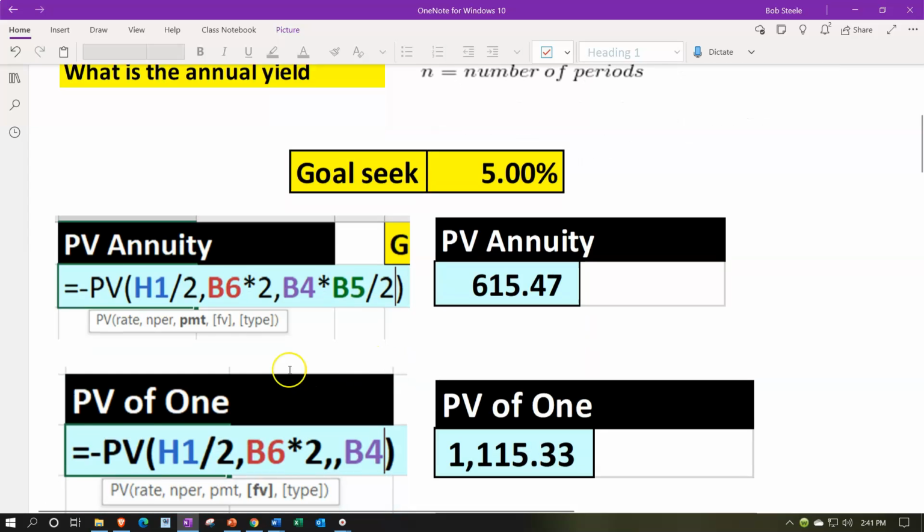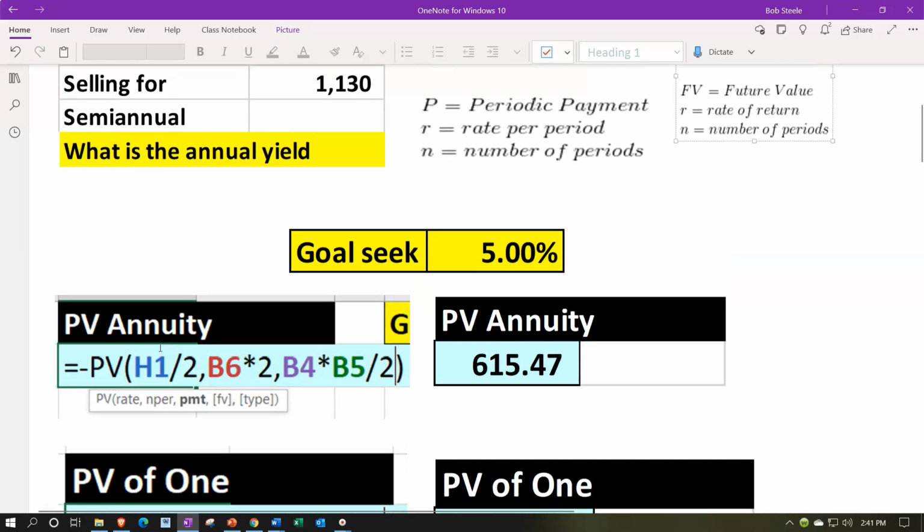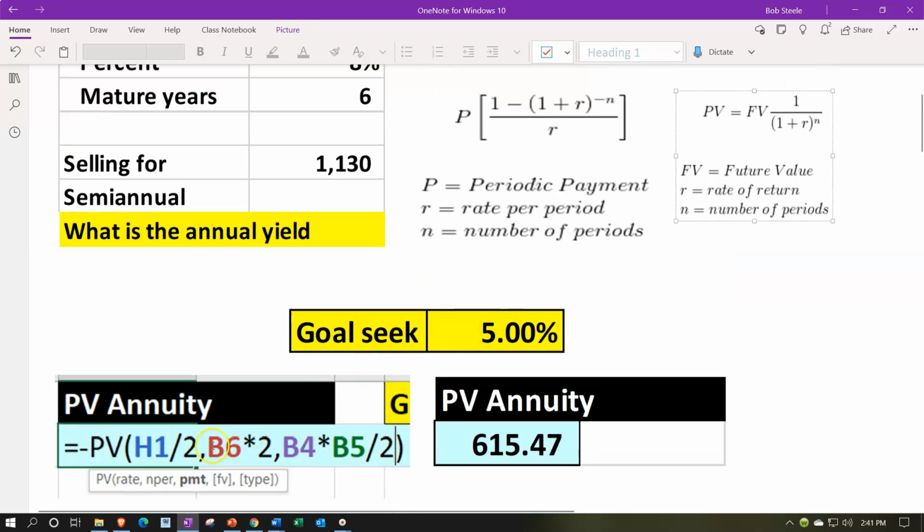So let's do this. We're going to say, let's calculate the present value of an annuity with that 5%. It's a little bit more complex, as we can see down here, because of the semi-annual payments. We're going to take the rate, which would be that 5%, but we're going to consider that the yearly rate divided by 2, and then comma.